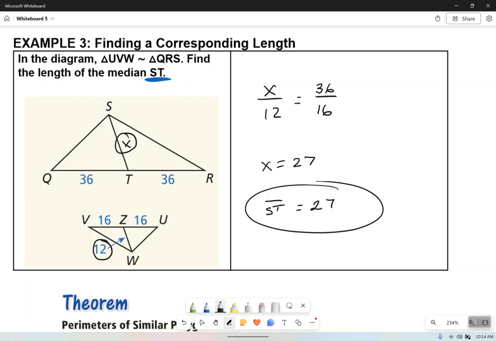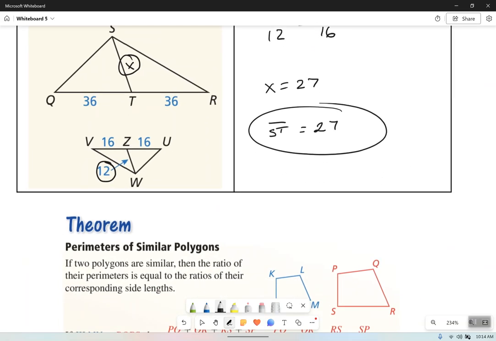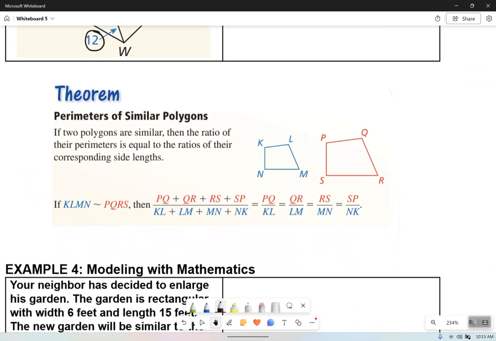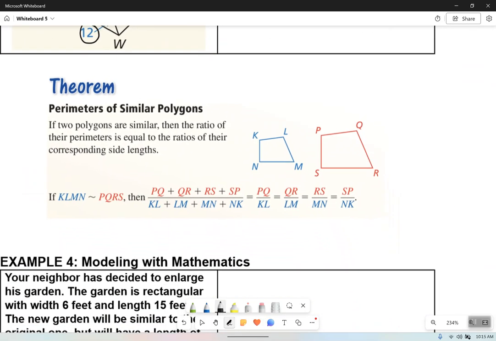Yep. Can you set up a proportion? If I say blank is to blank as another side is to another side, can you figure that out? Feeling pretty good about this so far? Okay, let's keep rolling. Any questions up to this point, my friends? All right. This theorem I don't much care for right here. Okay, perimeters of a similar polygon.